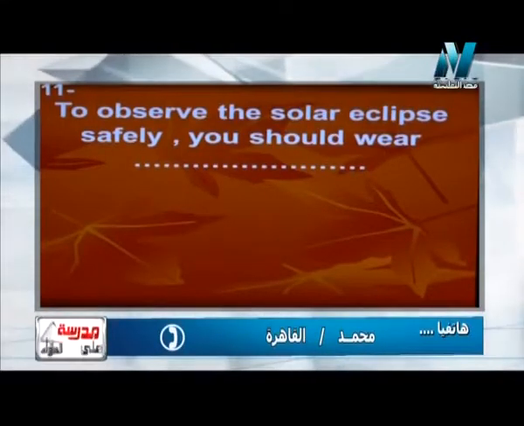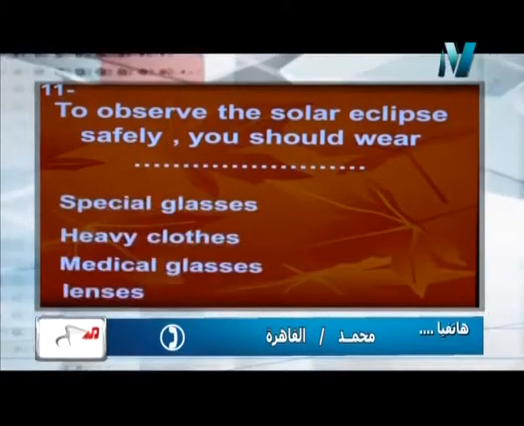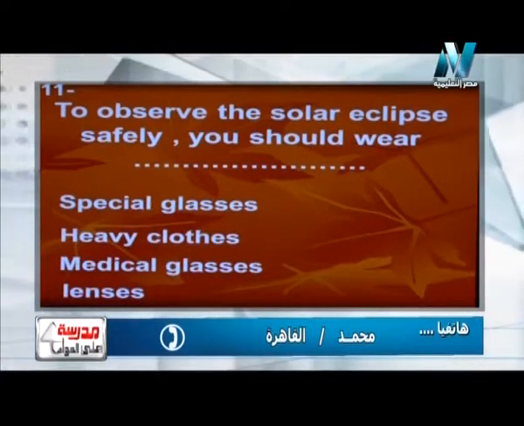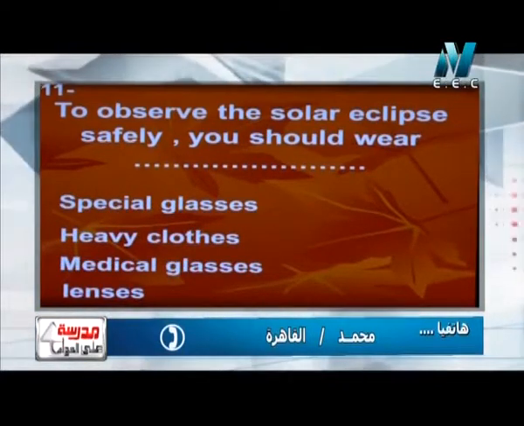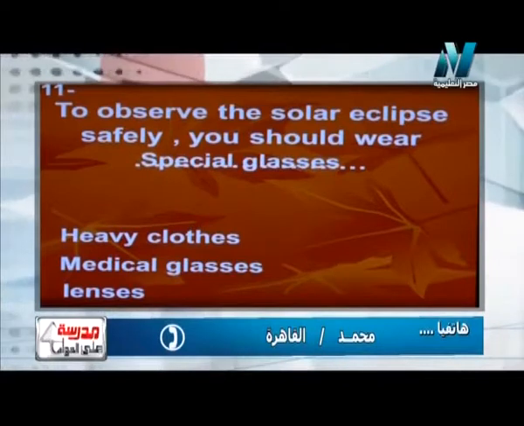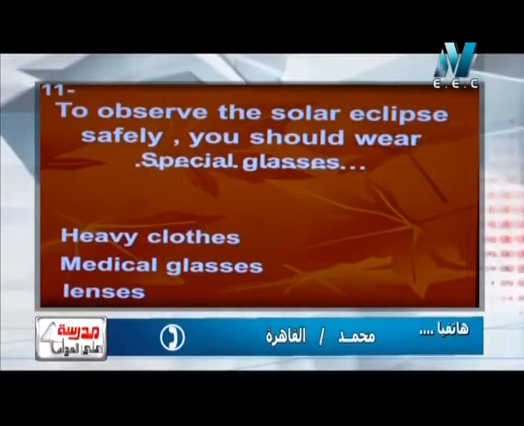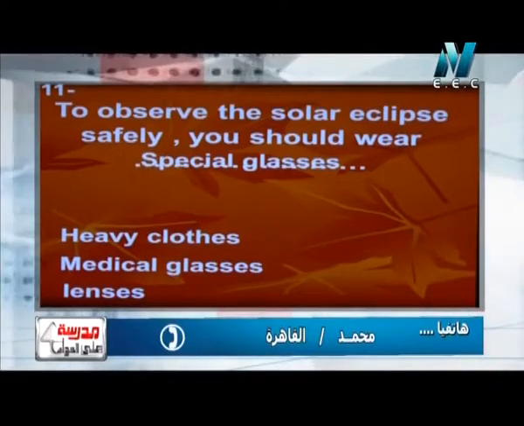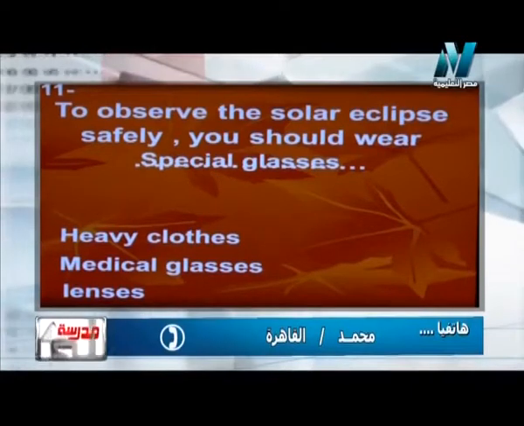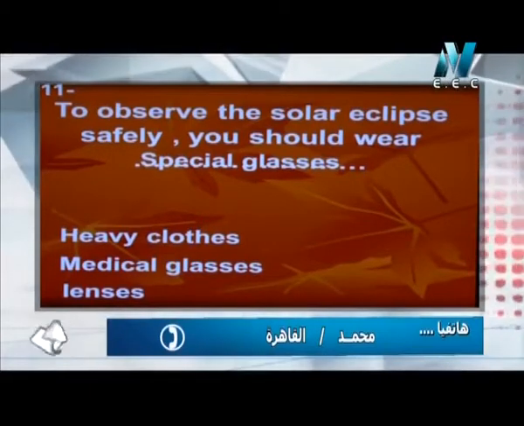Another question. To observe the solar eclipse safely, you should wear special glasses, heavy clothes, medical glasses, or lenses. Special glasses. Why, Muhammad? Give reason. We must wear special glasses to observe the solar eclipse because the sun emits harmful radiation such as ultraviolet and infrared radiation that may cause blindness to the eye.